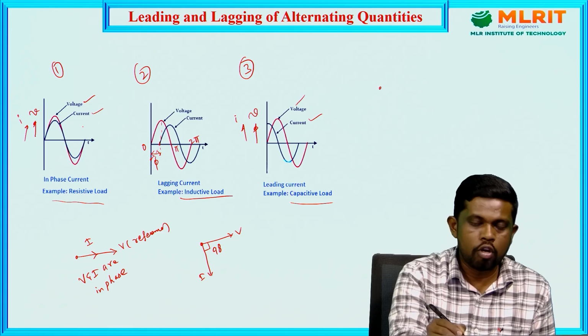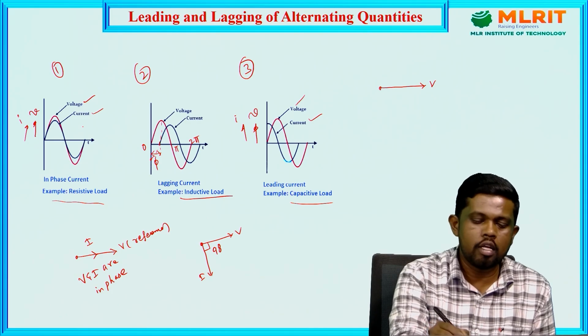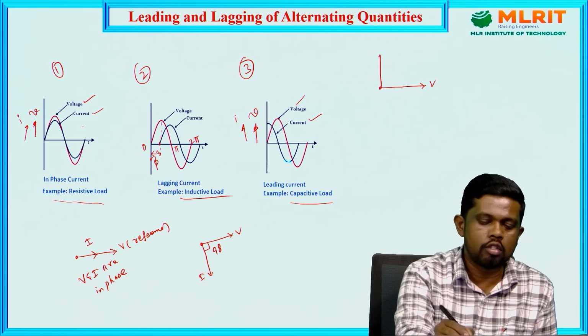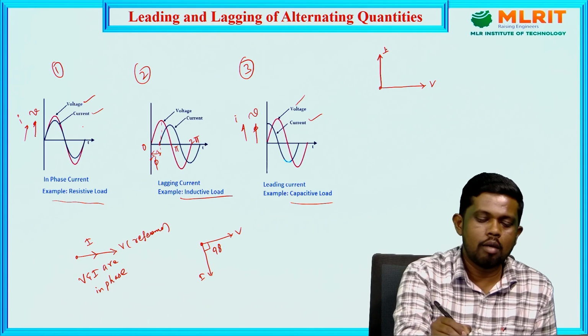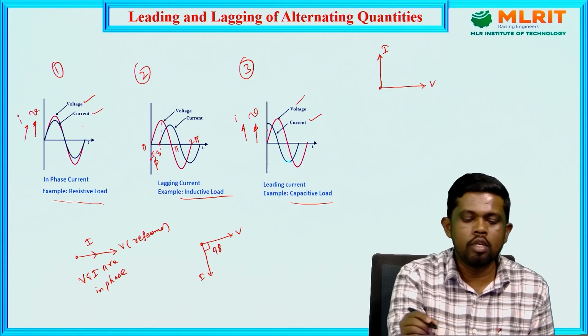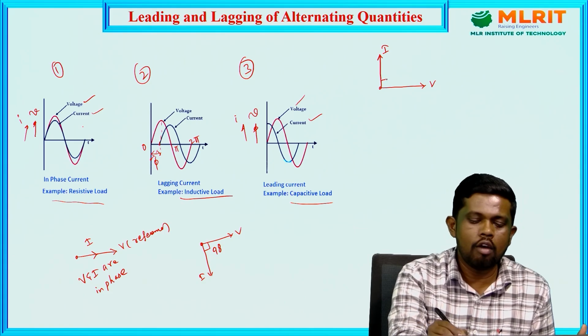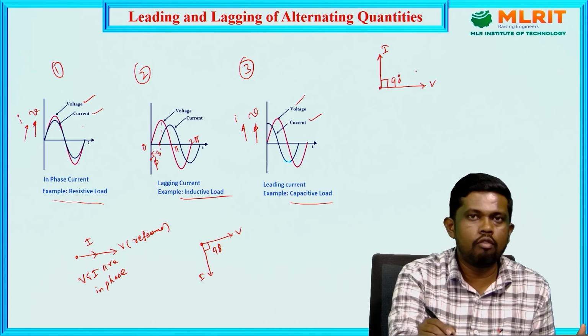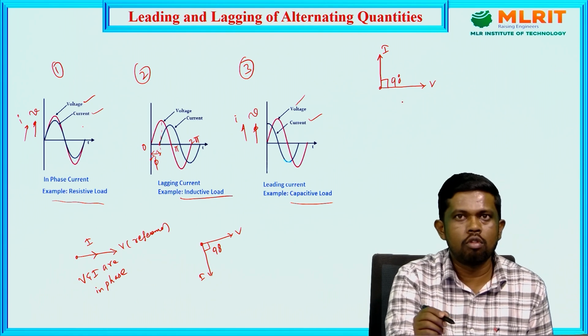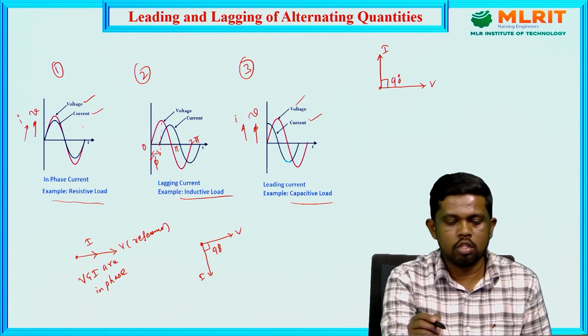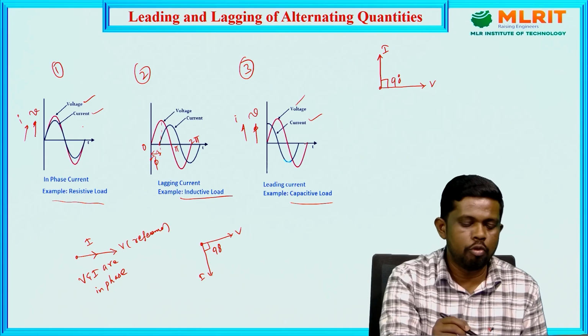How we are going to draw the phasor diagram means we need to consider the voltage as a reference. With reference to the voltage, the current always leads the voltage. So the current of this alternating quantity always leads ahead of the voltage at an angle of 90 degrees. This kind of phasor representation we will get in the pure capacitive loads. So this is the phasor diagram of the pure capacitive load.